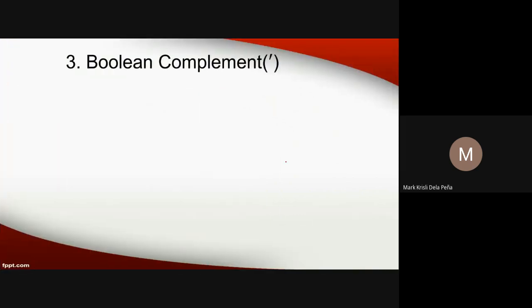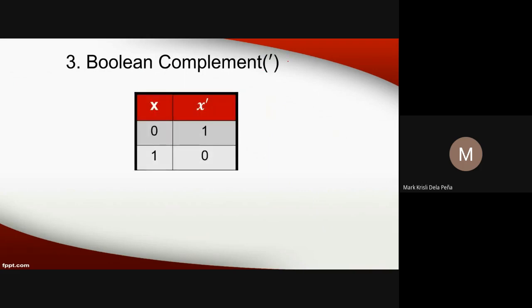The next operator is the complement, or the NOT, or negation. The complement of 0 is 1, the complement of 1 is 0. Just like the complement of false is true and the complement of true is false.